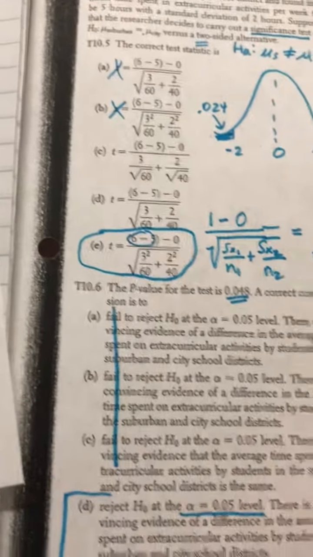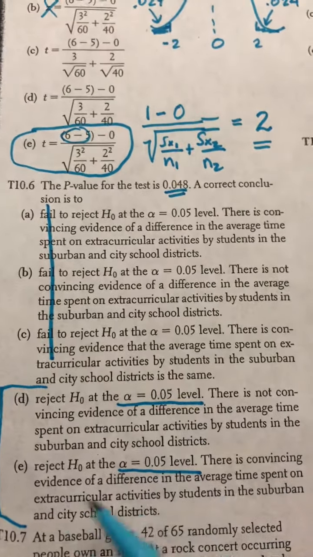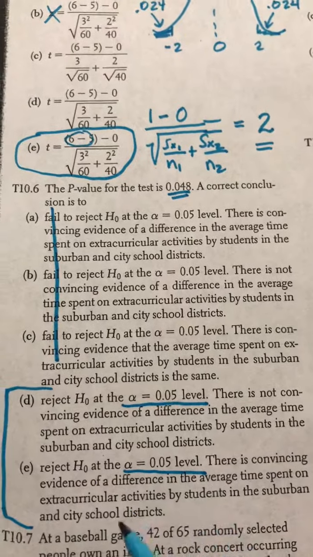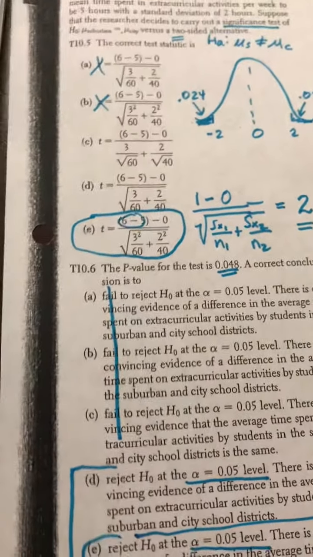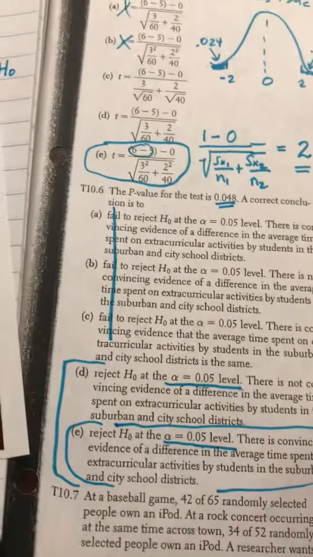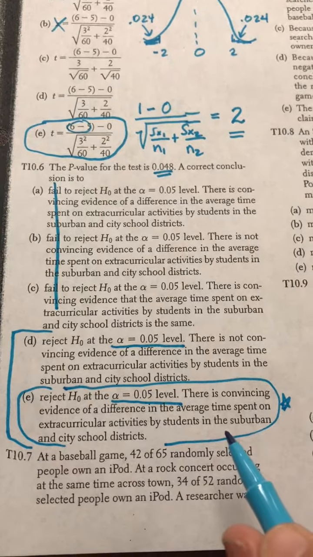So our answers are now down to here. Since we've rejected the null hypothesis, we do have convincing evidence that there is a difference between the schools. So definitely I'm going to have to go with E. Let me know if you struggled with that or you want that described one more time. Okay?